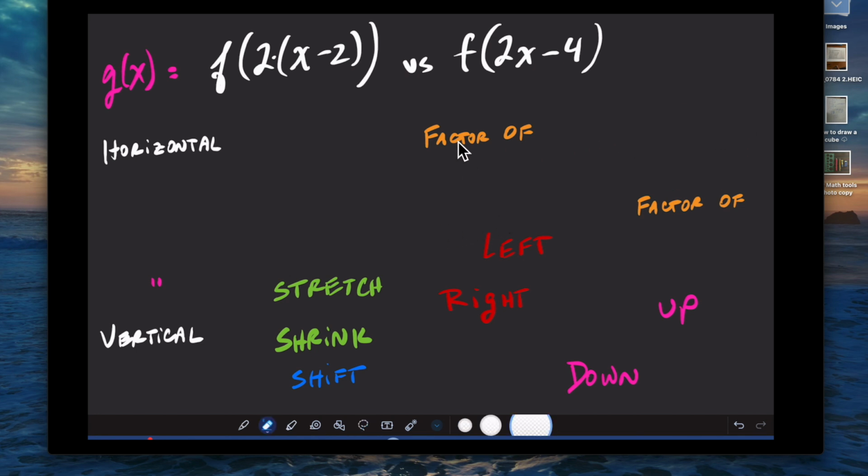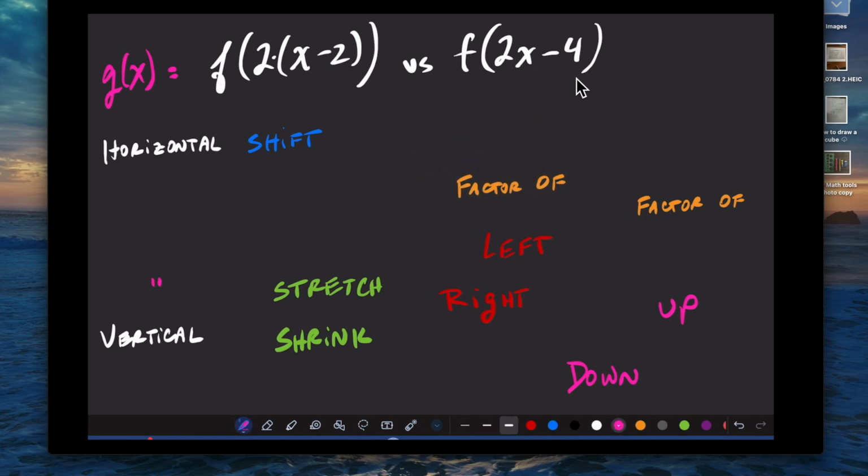Okay, we know we're still going to be doing horizontal work because we're inside the parentheses. But now, because this is not in factored form, we're going to be addressing the shift first. Factor of is not involved. We're going to shift 4 units. The question is, do we go right or left? We associate the negative sign with the left side of the number line. Therefore, we're going to flip it, and we're going to go right. So this is a horizontal shift to the right 4.